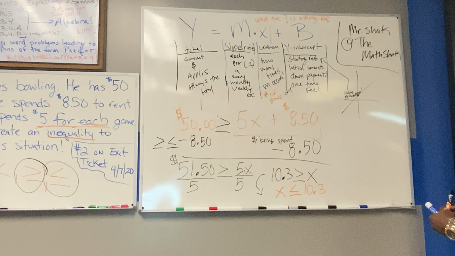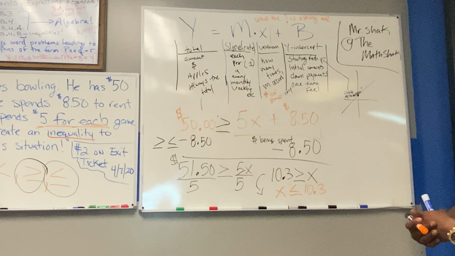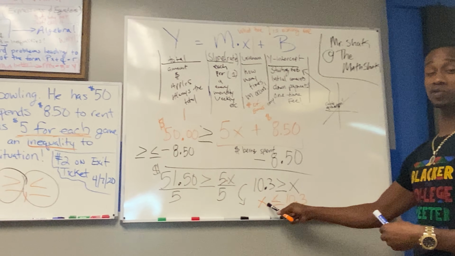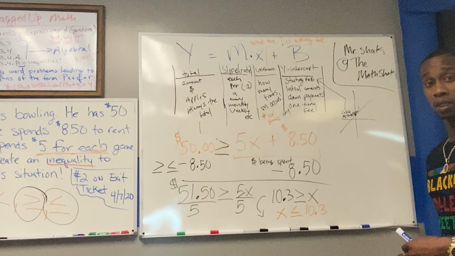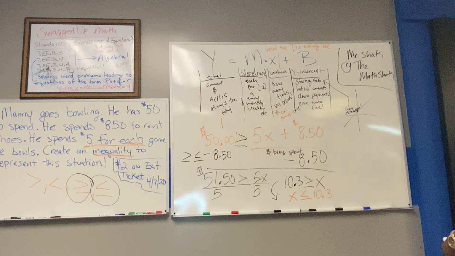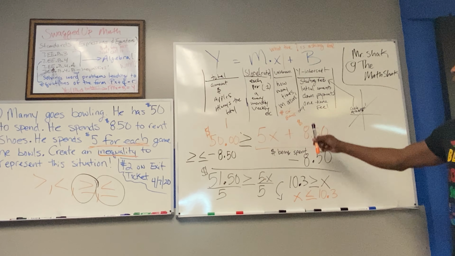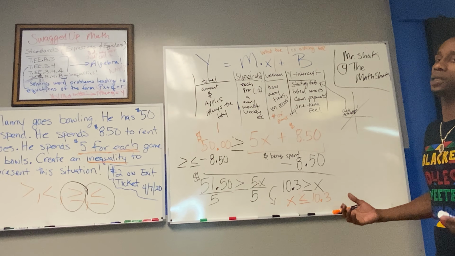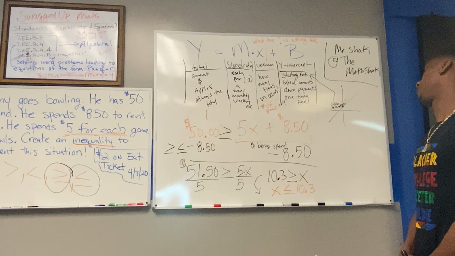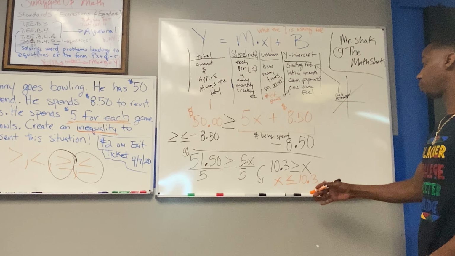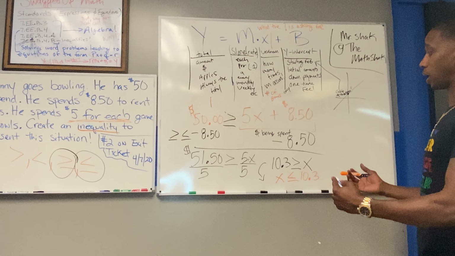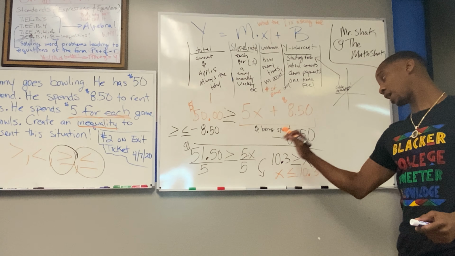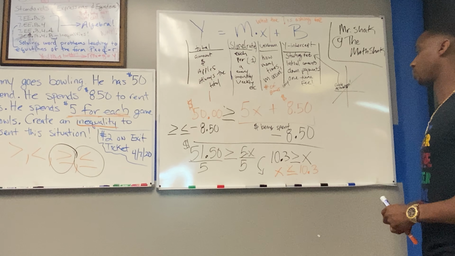So, can he actually play 10.3 games? Because remember what x represents. Now, I don't think you're done and just try to run off. Remember what x represents. It represents the number of games. But who plays 10 point? You can't play a decimal of a game. So, can he play 11 games? Will we go up or will we go down? Well, he's technically ran out of money if he's at 10.3.